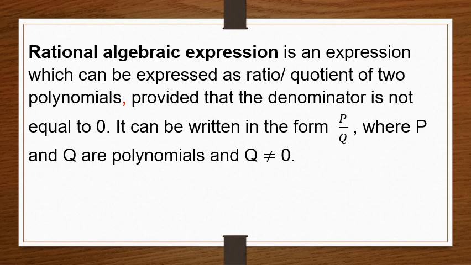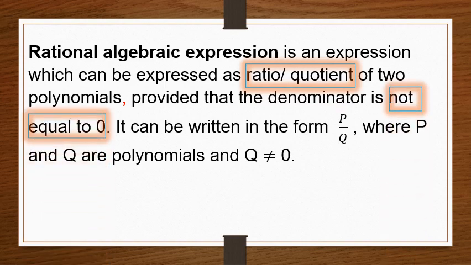A rational algebraic expression is an expression which can be expressed as the ratio or quotient of two polynomials, provided the denominator is not equal to 0. It can be written in the form P over Q, where P and Q are polynomials, and Q is not equal to 0. Take note of that. So we have the ratio or quotient, Q not equal to 0. Take note of that again and again.